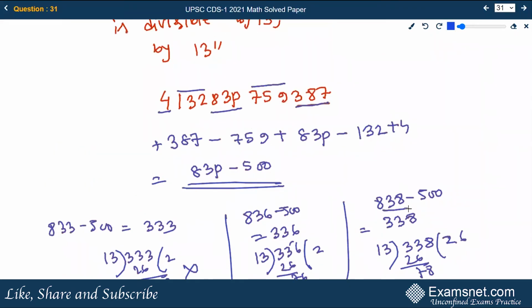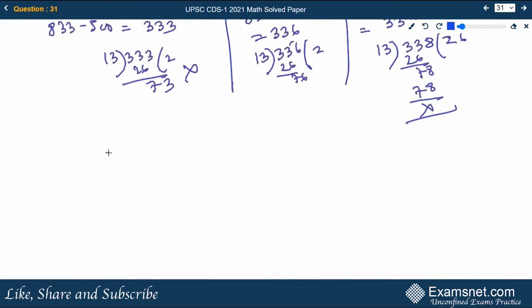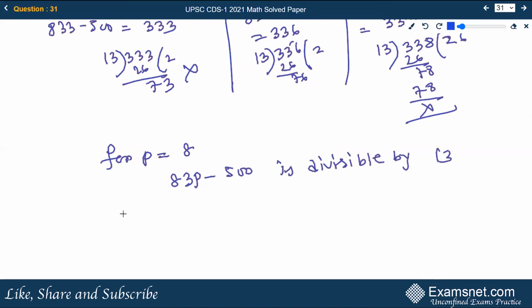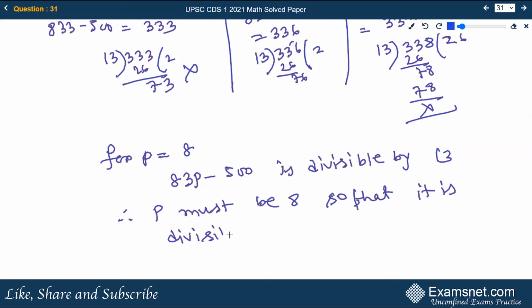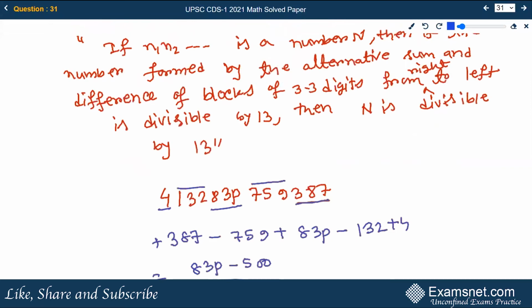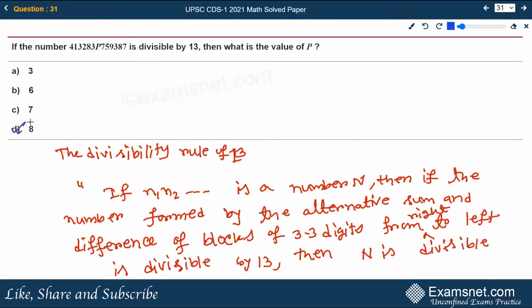So it is divisible by 13. If we put 8, this is divisible by 13. So for P equals 8, 83P minus 500 is divisible by 13. Therefore, P must be 8 so that it is divisible by 13. Here the correct value for P is 8. Option D is the correct answer.